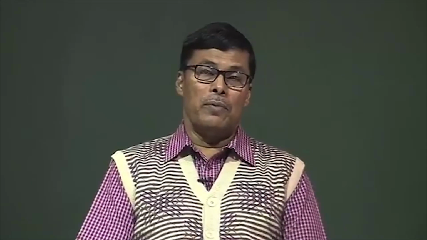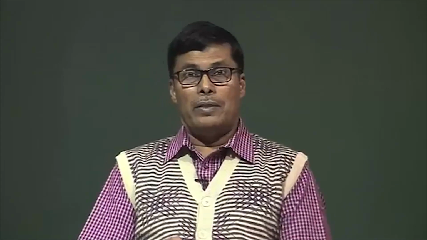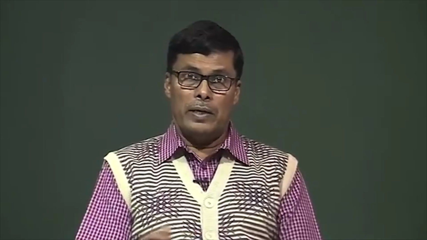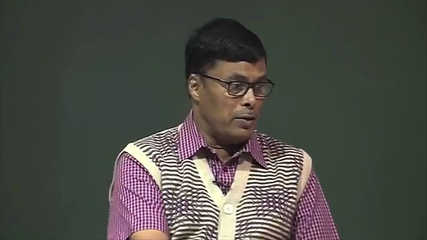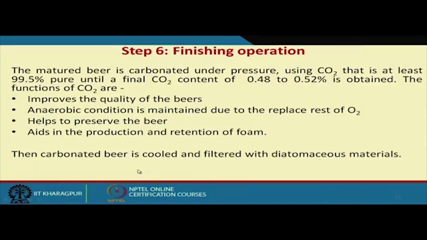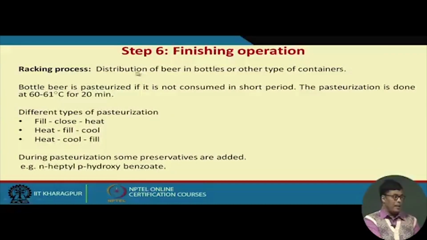So we use some kind of filter aid, so that the activated charcoal can absorb on the surface of the bigger particle, and that bigger particle we can separate out very easily. So here diatomaceous earth is a kind of filter aid that is used in the beer making industry to separate the fine particles.